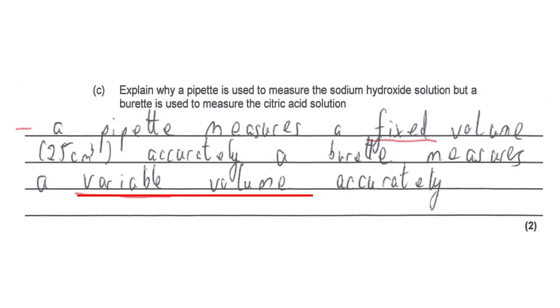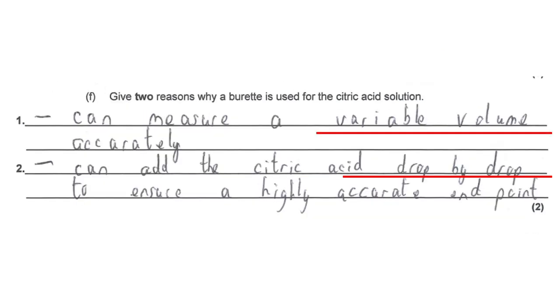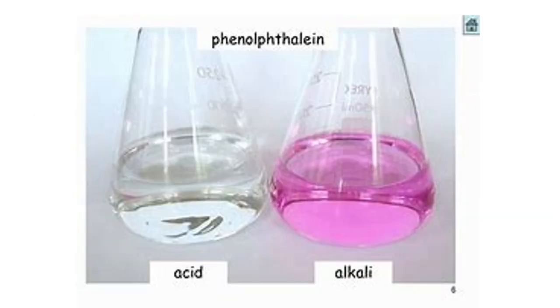So why do we use a pipette? A pipette measures a fixed volume accurately, and a burette measures a variable volume accurately. That's why we use these two pieces of equipment. Give 2 reasons why a burette is used. Measures a variable volume accurately, and you can add it drop by drop to get a very accurate endpoint.